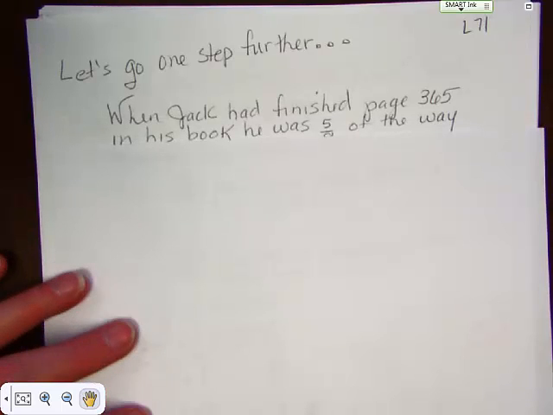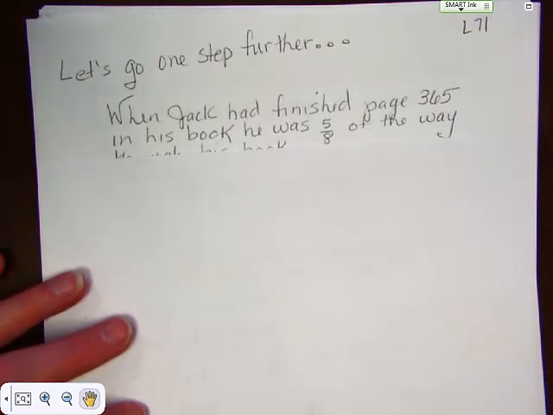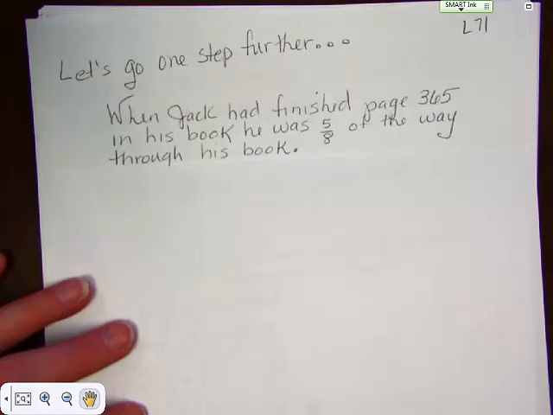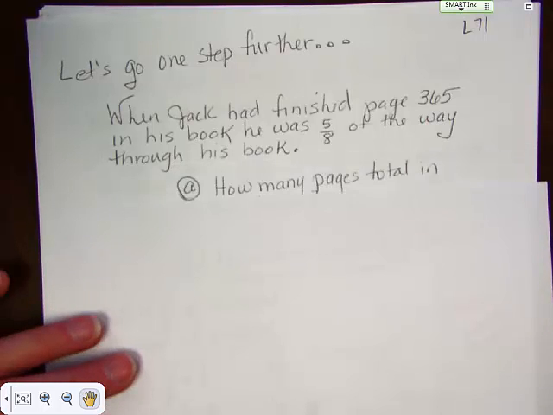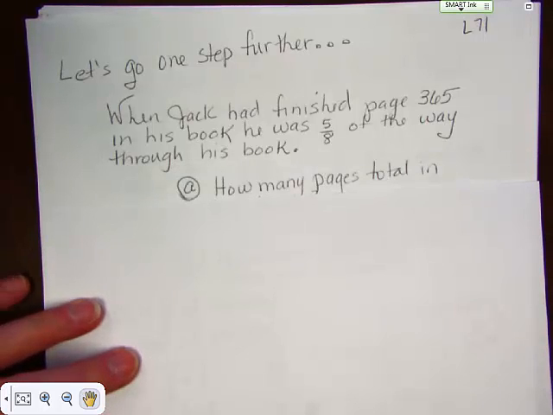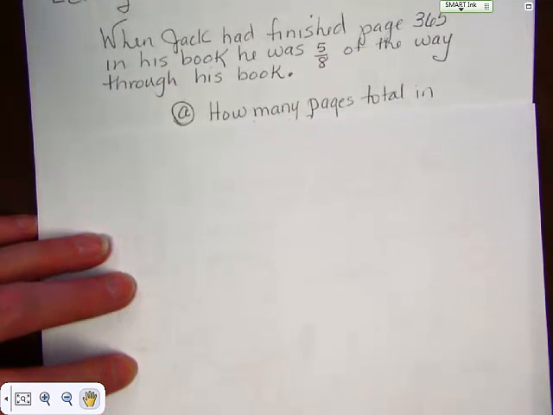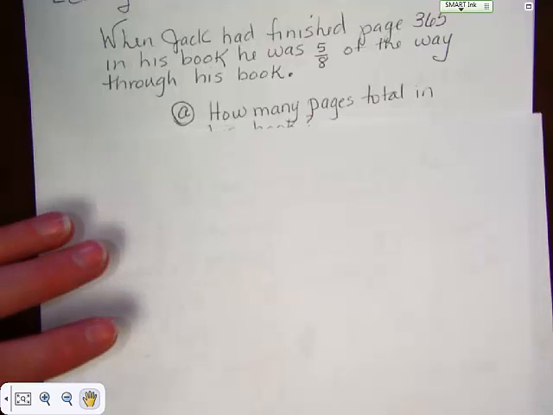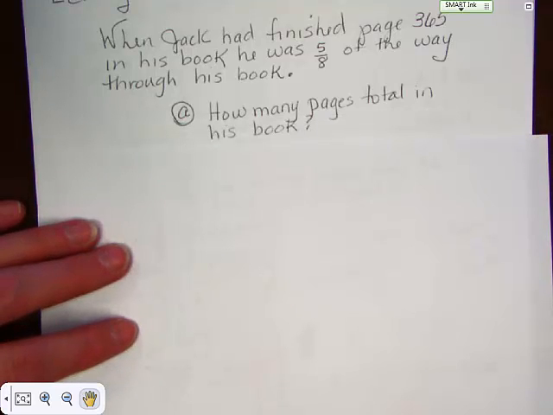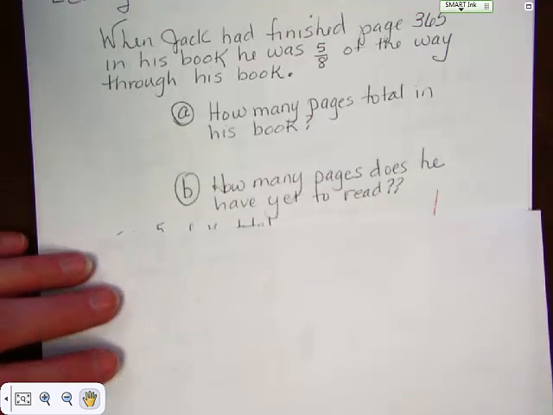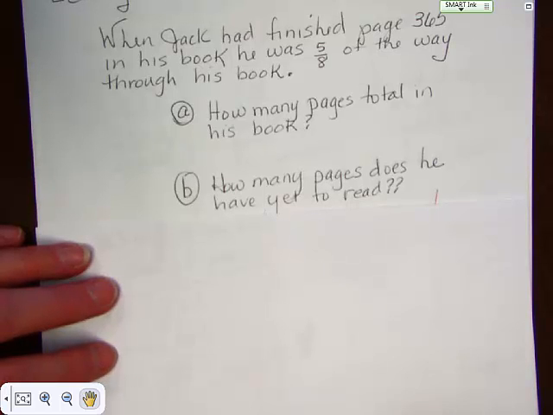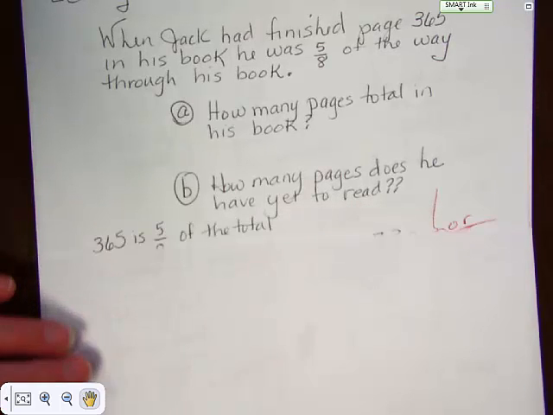When Jack had finished page 365 in his book, he was 5/8 of the way through his book. Okay, well, that's good information. We don't know how many pages are in the book, though, so it's going to be a little different to approach this one. I want answered how many pages are in the book, and the other thing is how many pages does he have left yet to read.